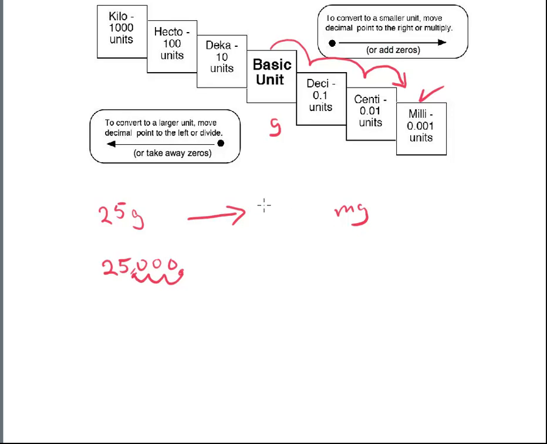So 25 grams is the same as 25,000 milligrams. All right, so it's a real easy way to figure out conversions, and the more you do it, the more you get a grip of how big things are and how small things are and how the metric system works.